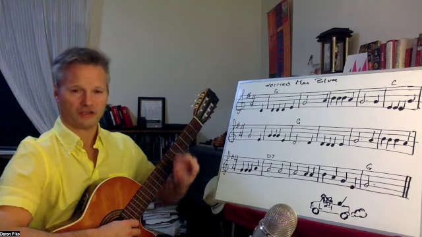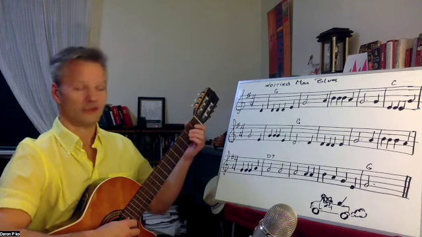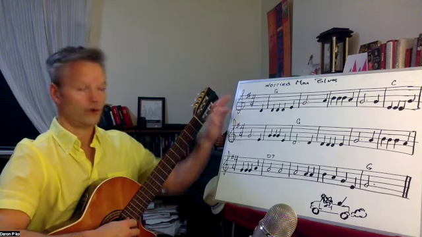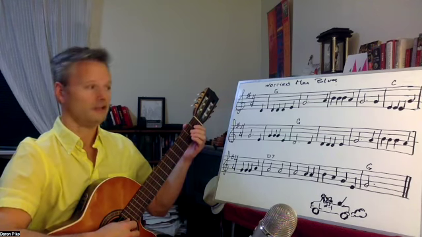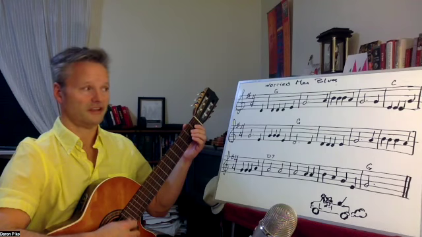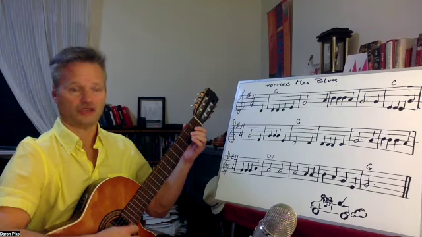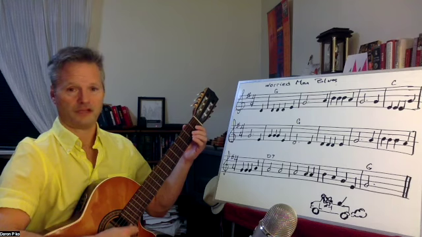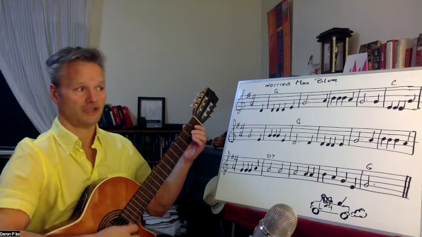We practice each of those little licks a few times. Now we could put them together. 1, 2, 3. D, D, D, D, E, G. 2, 3. A, B, B, B, A, G.